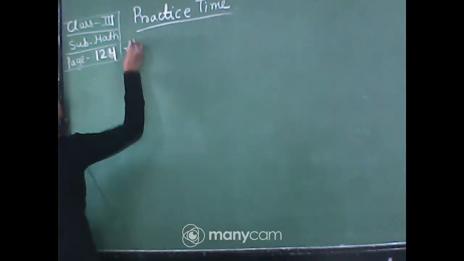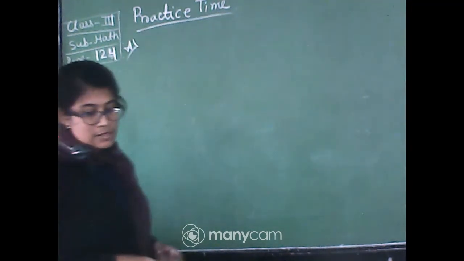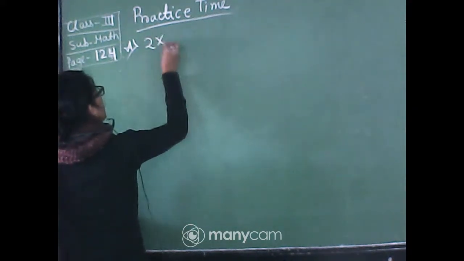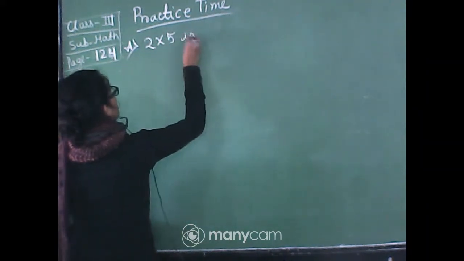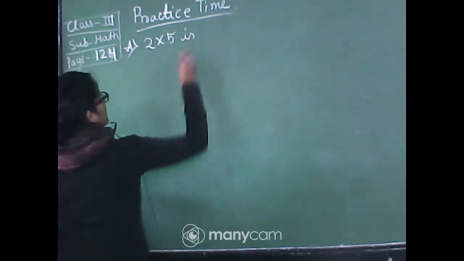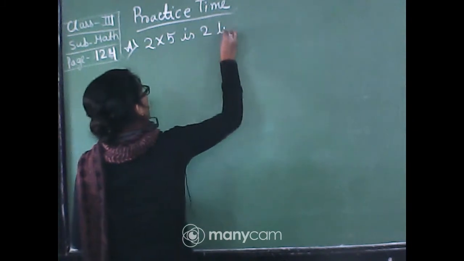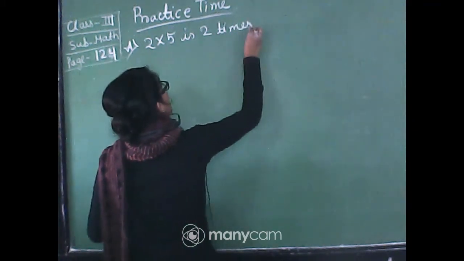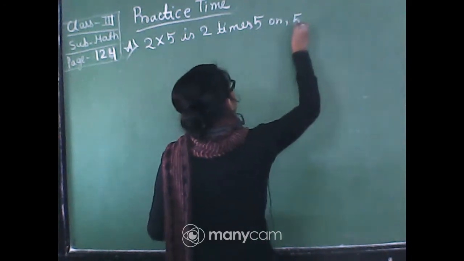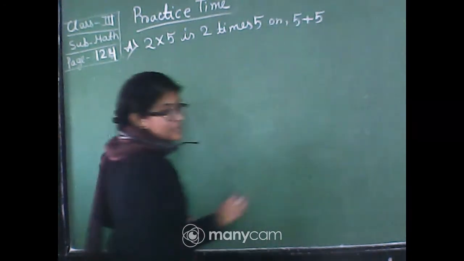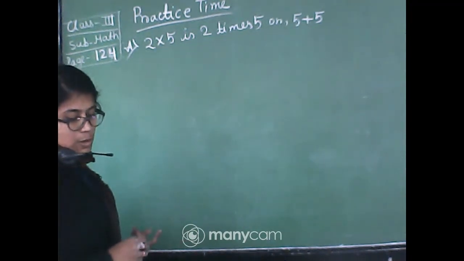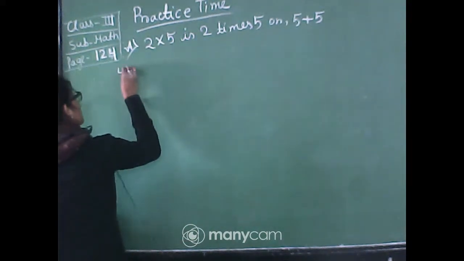Number A. See the first one, 2 into 5. What does it mean? It means 2 times. How many times? 2 times 5 comes. So we can write it also like this, 5 plus 5, isn't it? How many 5s are there? 2 5s are there.